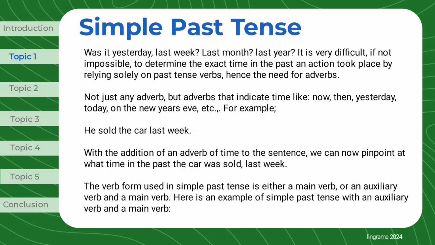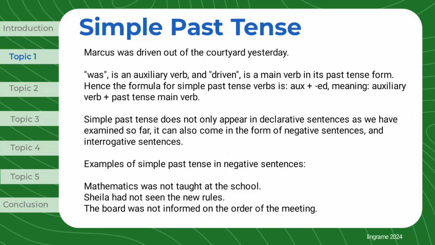The verb form used in simple past tense is either a main verb, or an auxiliary verb and a main verb. Here is an example of simple past tense with an auxiliary verb and a main verb. Marcus was driven out of the courtyard yesterday. Was is an auxiliary verb, and driven is a main verb in its past tense form. Hence, the formula for simple past tense verbs is AUX plus past tense main verb, meaning auxiliary verb plus past tense main verb.